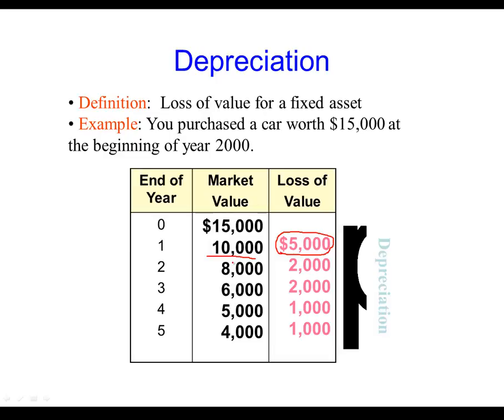The depreciation will continue over the years, but the lost value will decrease. As you can see here, from 5,000 it went down to 2, and then from 2 it went down to 1. So the older the car or the machine gets, the lost value will decrease.